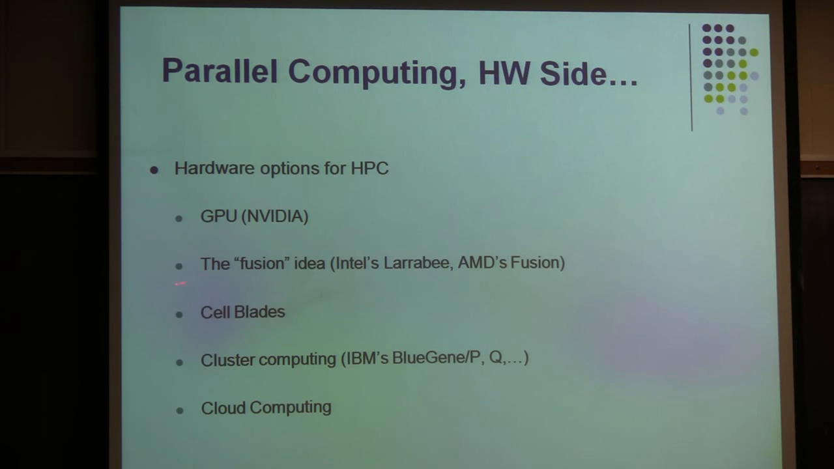On the hardware side, you have the GPU, and you have NVIDIA and AMD. You have the Fusion idea, and AMD is doing a very good job. Basically, the question is, why have the GPU and the CPU on different chips? AMD put them on the same chip, which will eliminate that umbilical cord, the PCI Express connection. You have Cell blades, you have cluster computing like the IBM Blue Gene at Argonne National Lab and at Livermore National Lab, and you have cloud computing like Condor.